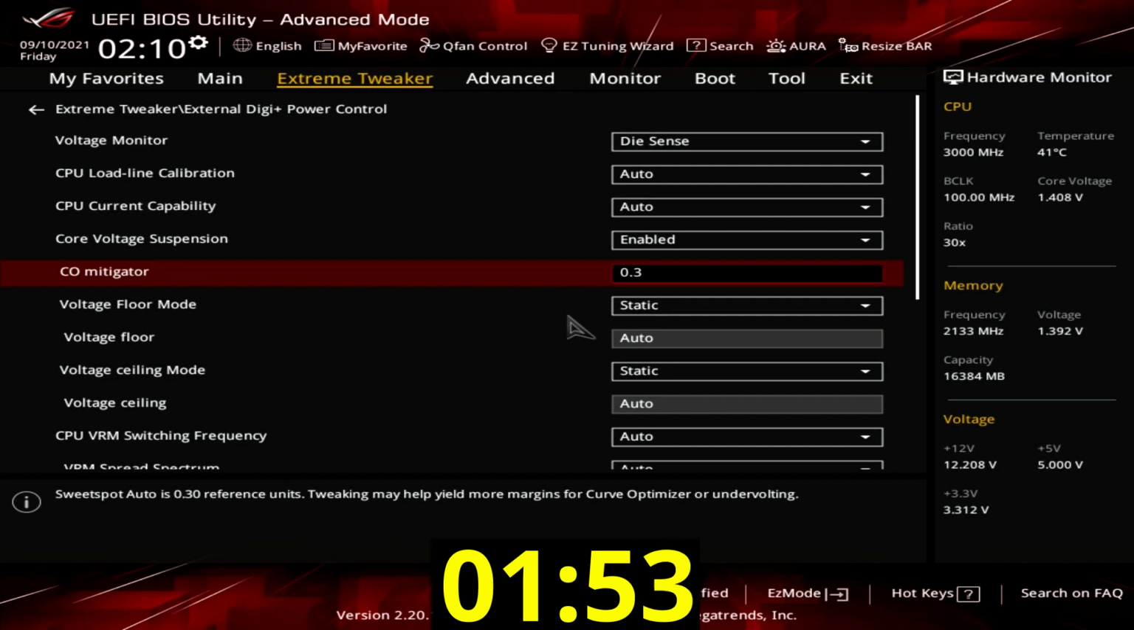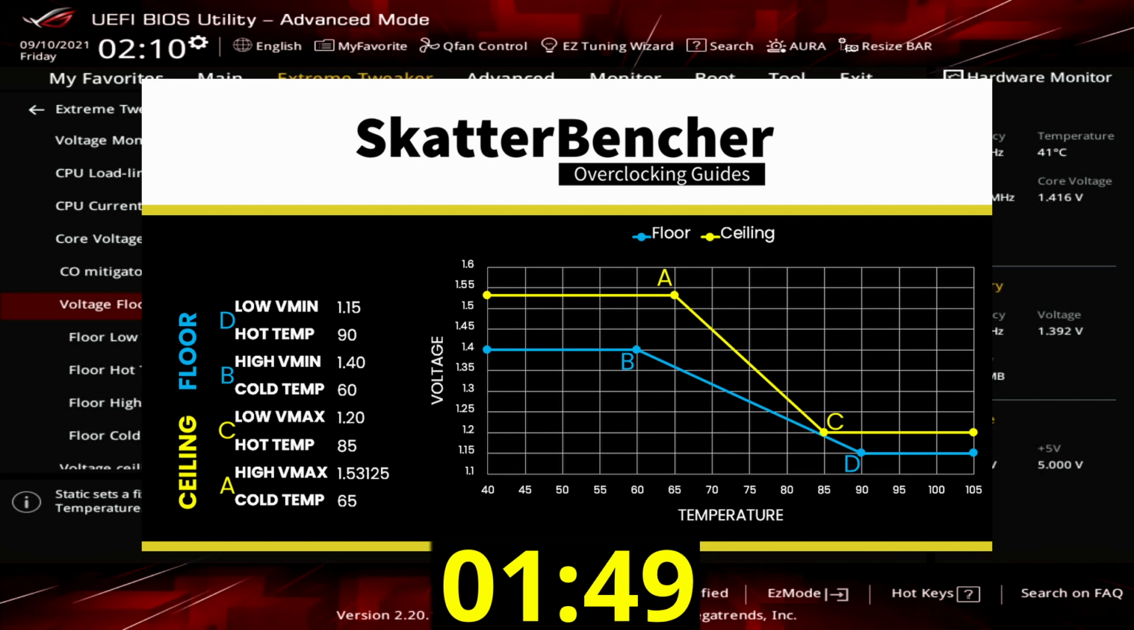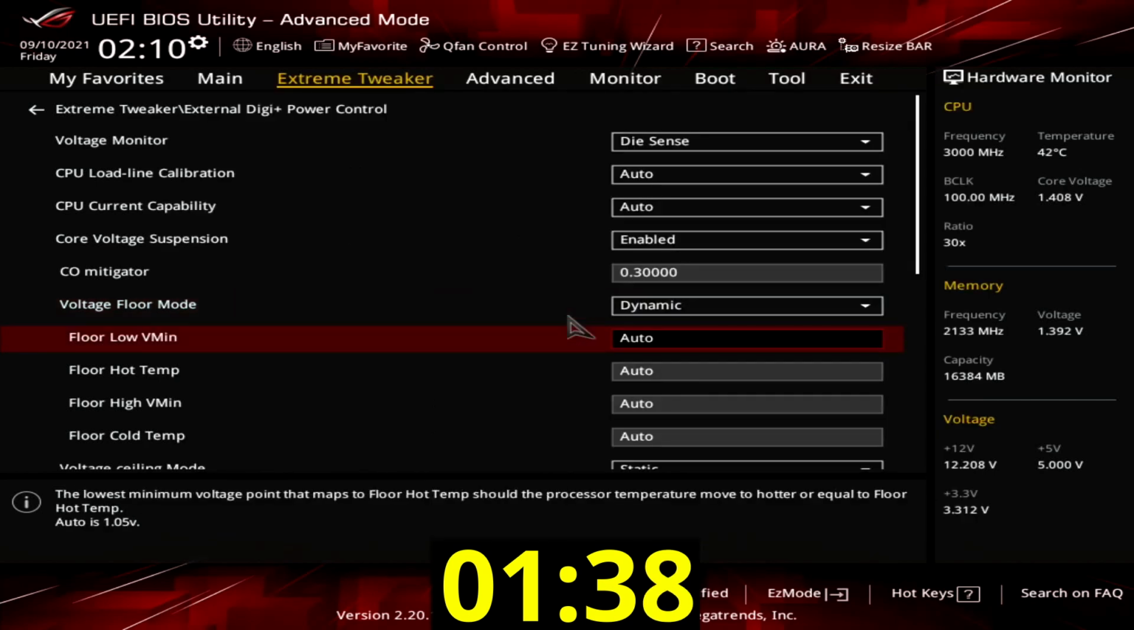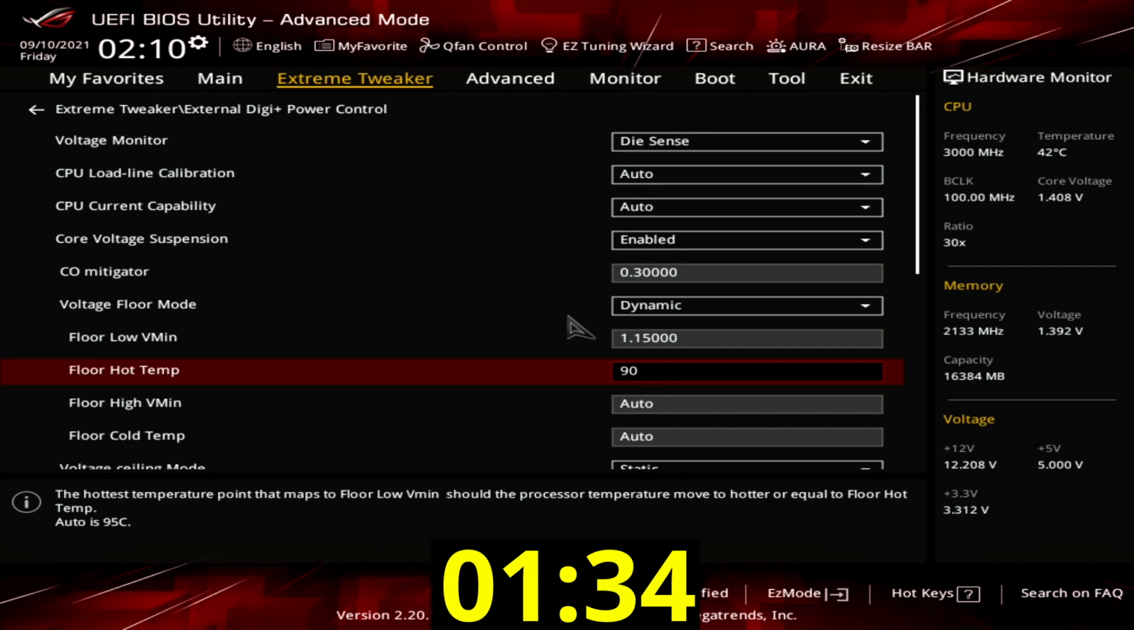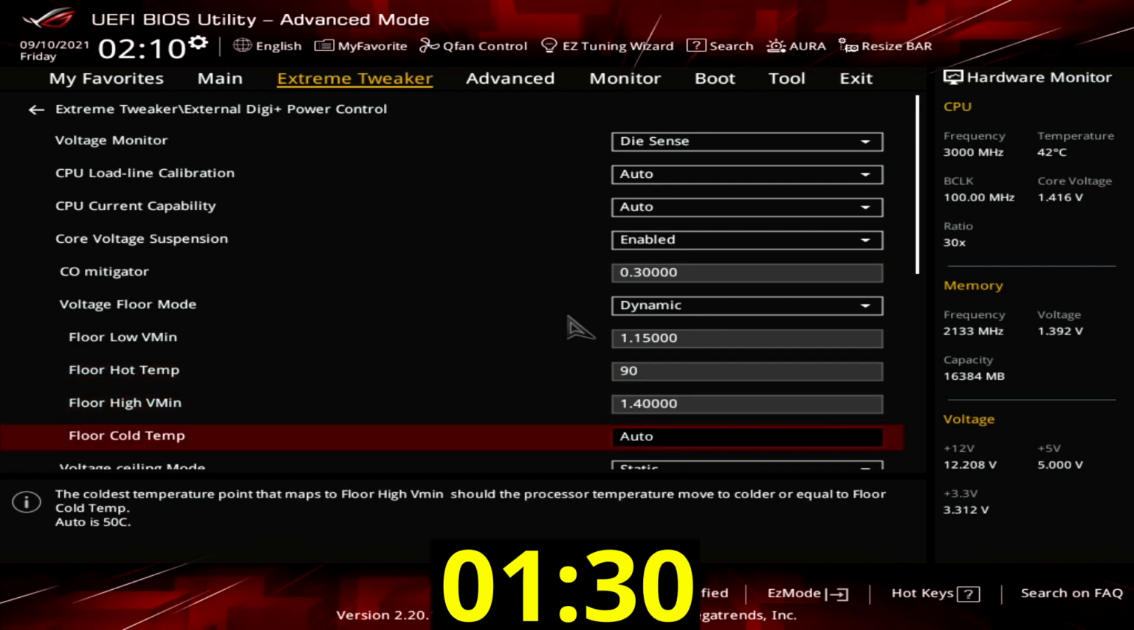Set Voltage Floor Mode to Dynamic. Dynamic mode allows us to configure a custom voltage temperature curve. This will make the target voltage range change based on the operating temperature. The voltage floor is the lower bound for the target voltage. Set floor low Vmin to 1.15. Set floor hot temp to 90. Set floor high Vmin to 1.40. Set floor cold temp to 60.